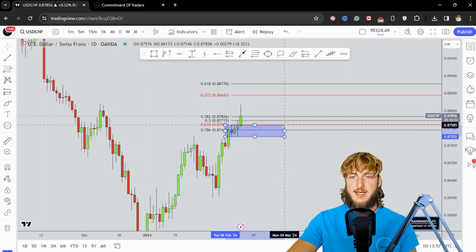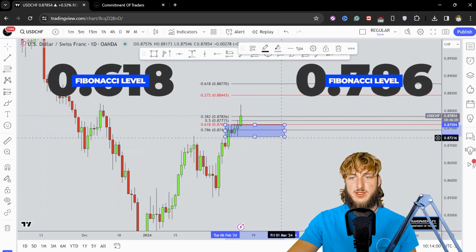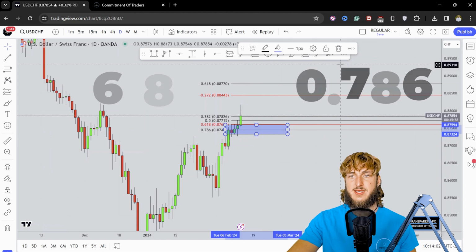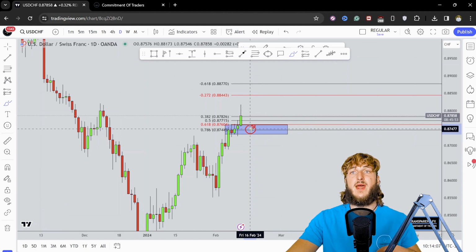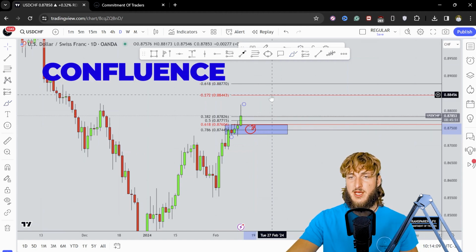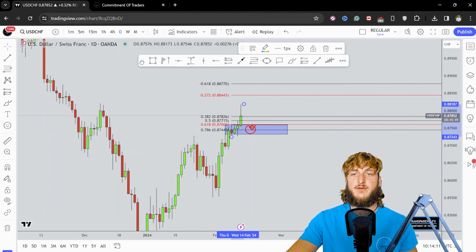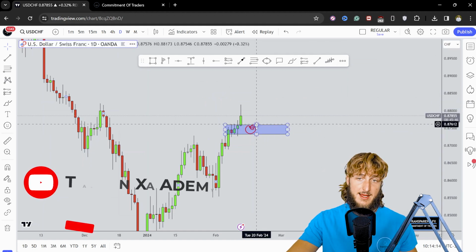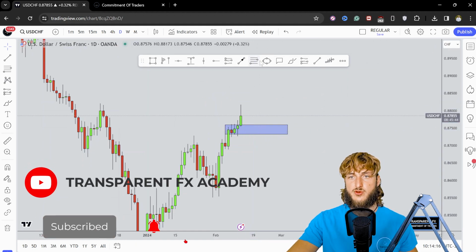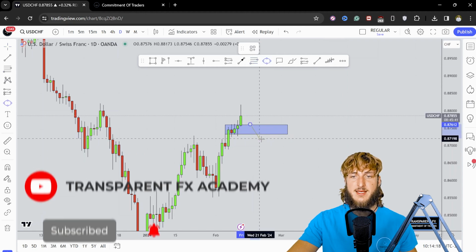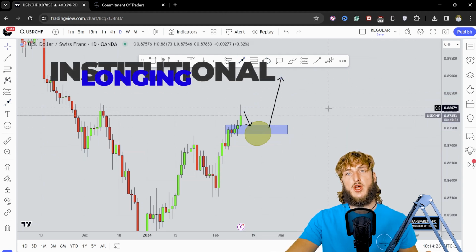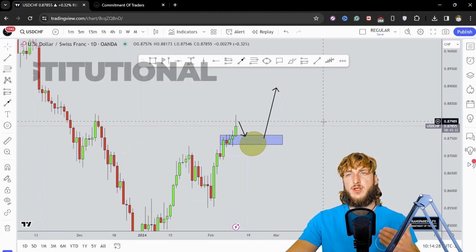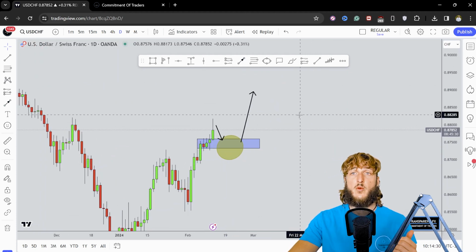And what we can see is that we have the 0.618 and 0.786 Fibonacci retracements lining up inside of this zone. This actually means that we have confluence of support inside of this area because we have both the Fibonacci levels and also the level of horizontal previous resistance turn support, both lining up in the same area of price. And inside of a confluence of support area, you have good probabilities of getting institutional longing, which at that point could further increase the probabilities of a potential rejection to the upside away from that zone.